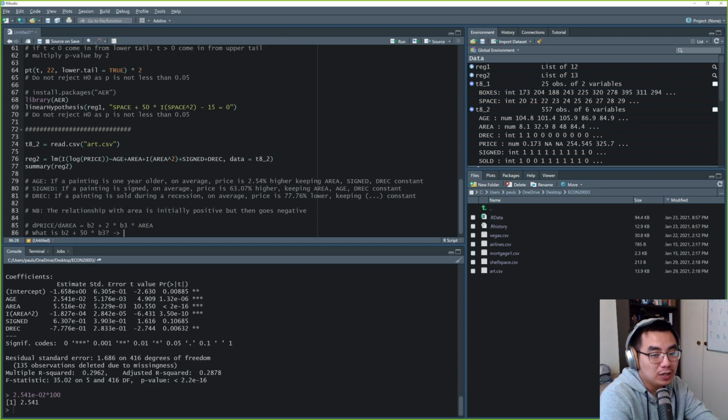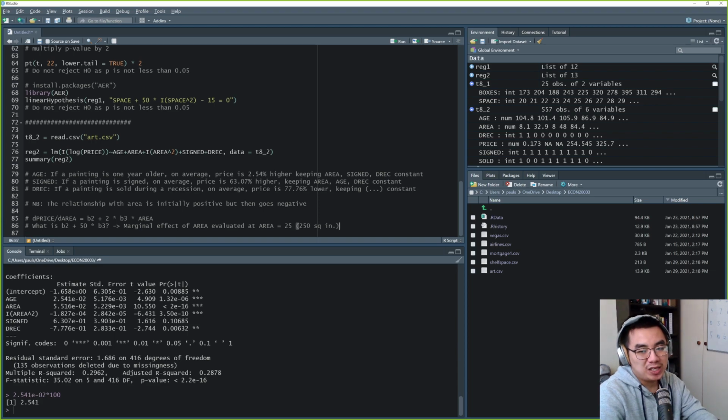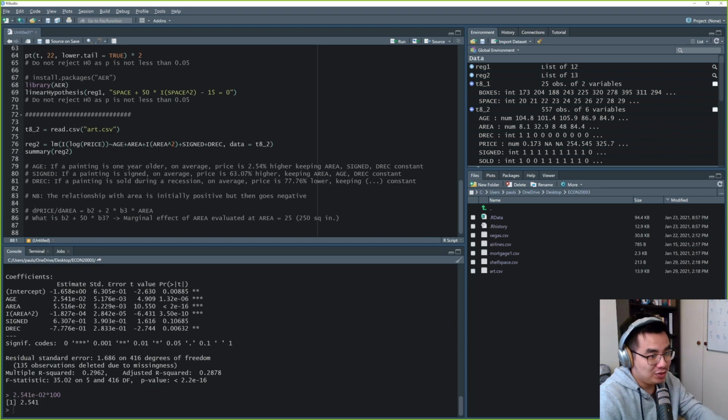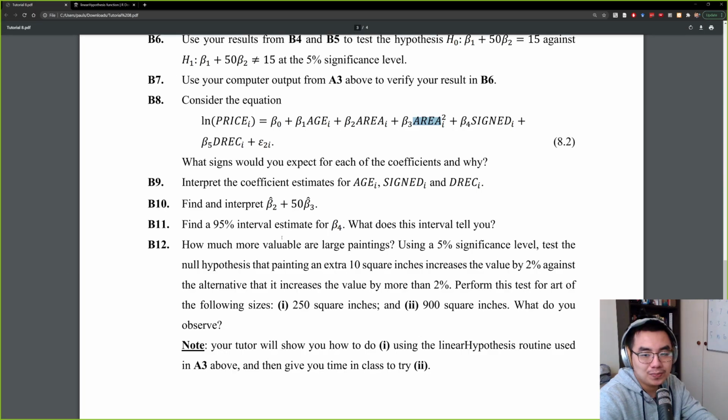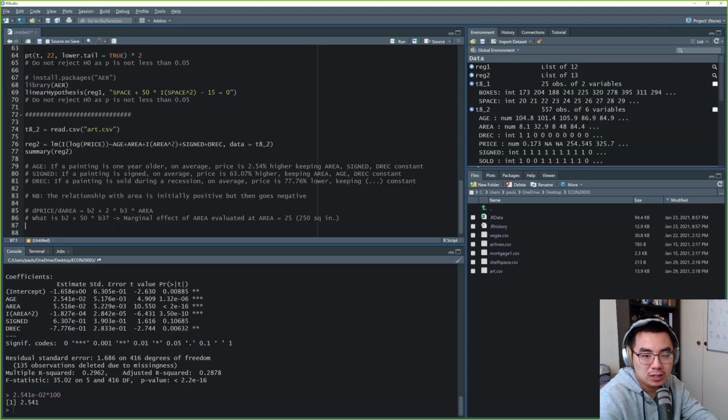answer that we gave before, which is that it is the marginal effect of area. So this is similar to what we did in the last question. So just comparing the two, you can see that this is the marginal effect of area evaluated at area equal to 25, which is actually 250 square inches because area is measured in tens of square inches, right? That's all that is.